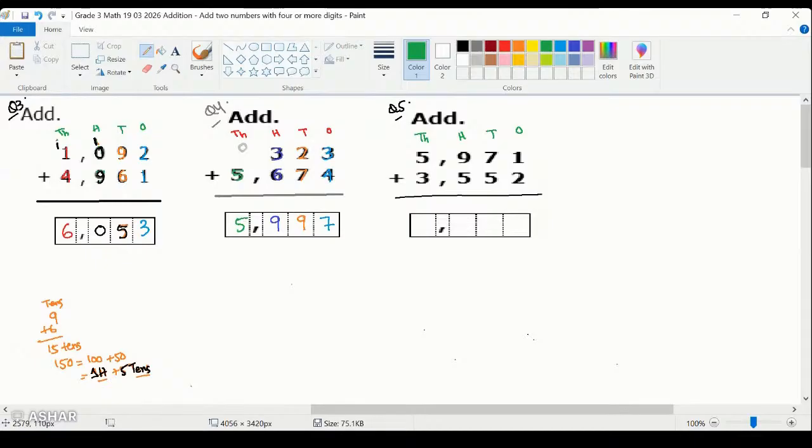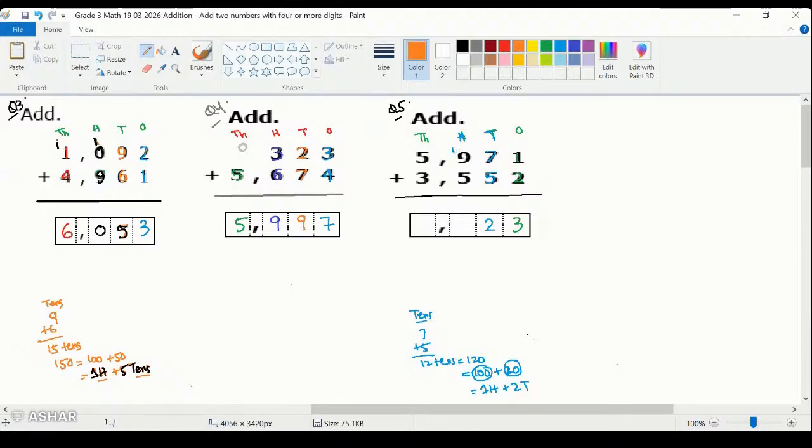Okay, 1 plus 2 would be 3 ones. What is tens? 7 plus 5. If we add the tens, there was 7 plus 5. That means 12 tens. 12 tens is equal to 120, which can be written as 100 plus 20. That means we have 2 tens and 1 hundred.